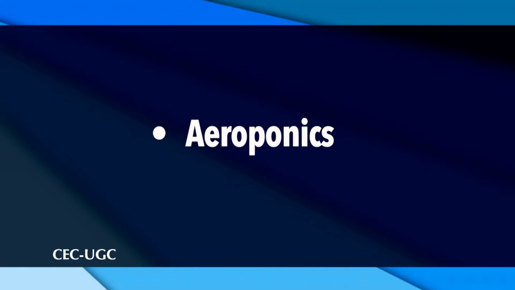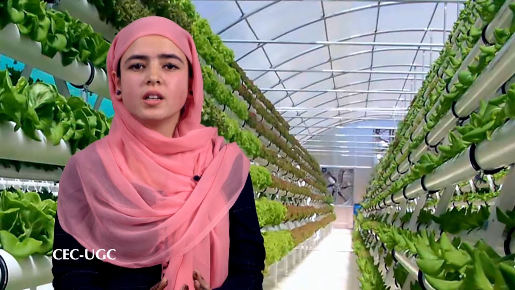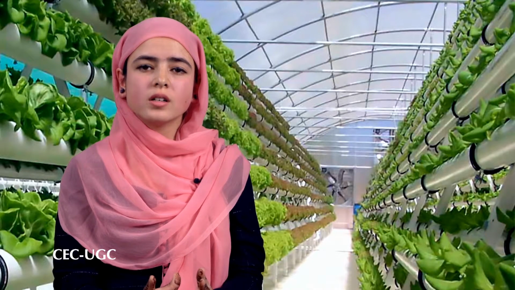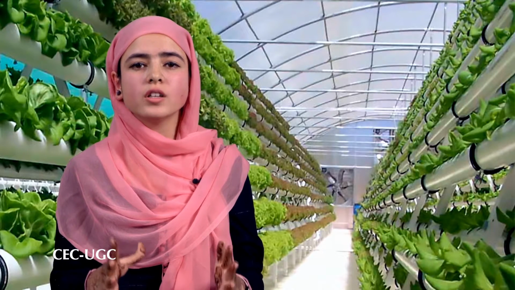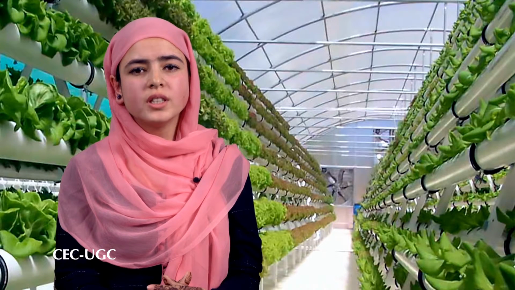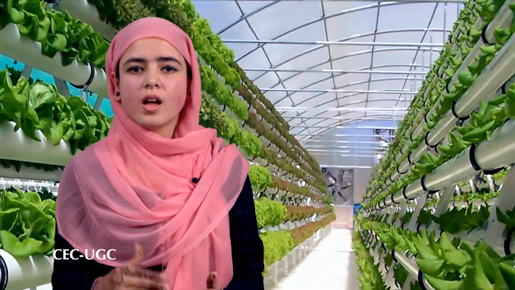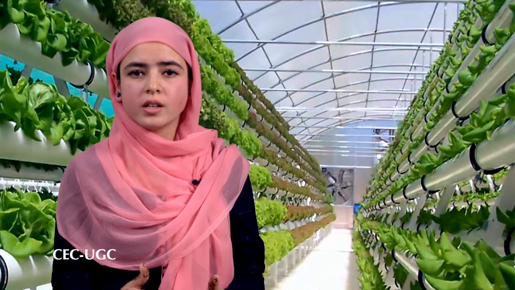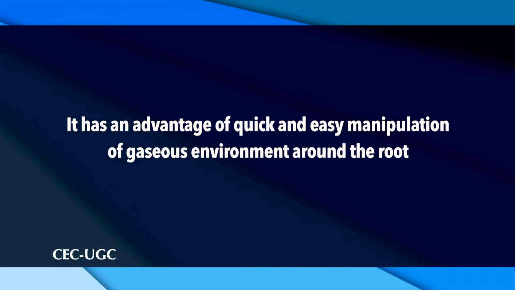Number 2, aeroponics. This is another alternative for growing plants without soil and organic nutrients. It's considered as an important medium to grow a vast variety of plants in future. Here, plants are grown with their roots suspended in air and are constantly being sprayed with a nutrient solution. It has an advantage of quick and easy manipulation of the gaseous environment around the root.